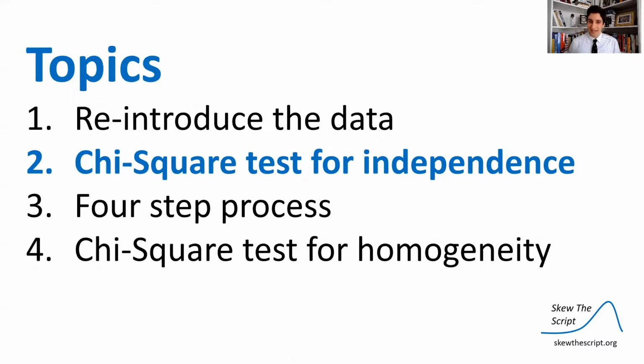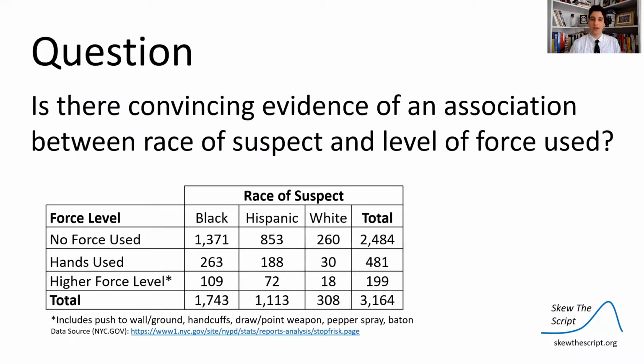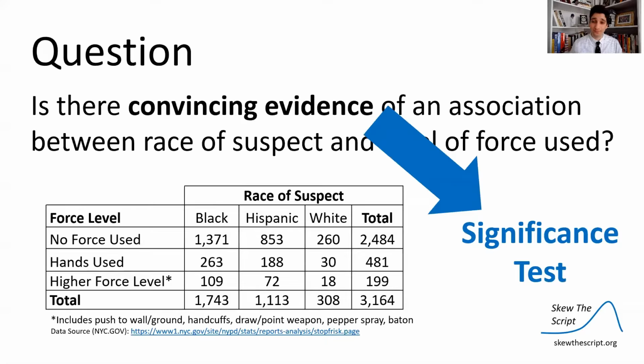So we're going to analyze this data using a chi-squared test for independence. The question is, is there convincing evidence of an association between race of suspect and level of force used? We see differing rates in this sample. The question is, are those differing rates different enough to suggest that in the whole population of all people stopped during this program, there were meaningful differences in the level of force used between racial groups? Or if not meaningful differences, differences that couldn't have arisen by chance alone.